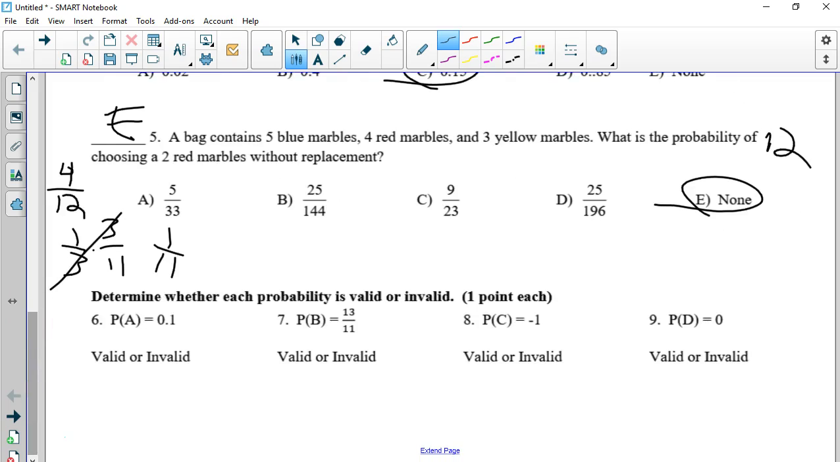And last one on this page, speaking is hard. Determine whether it's valid or invalid. Well, remember, a probability is valid if it's between 0 and 1, including those numbers. 0 means no chance. 1 means certain chance. It's going to happen for sure.